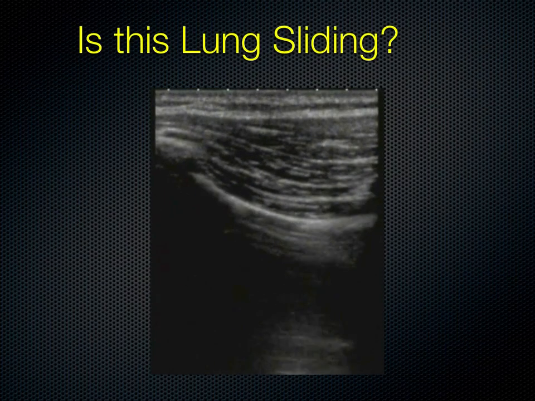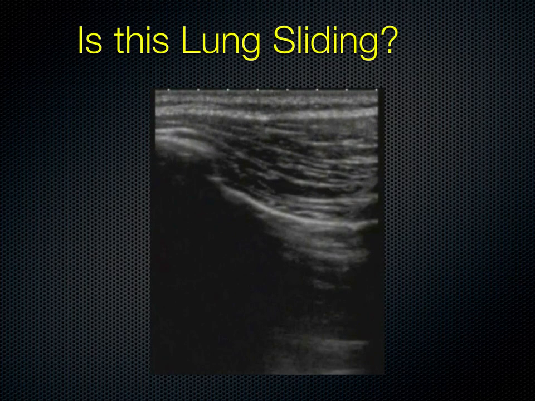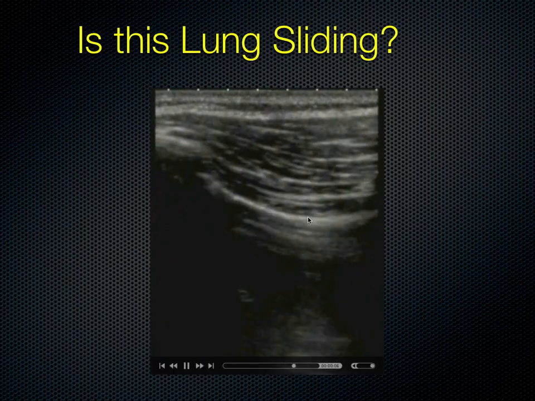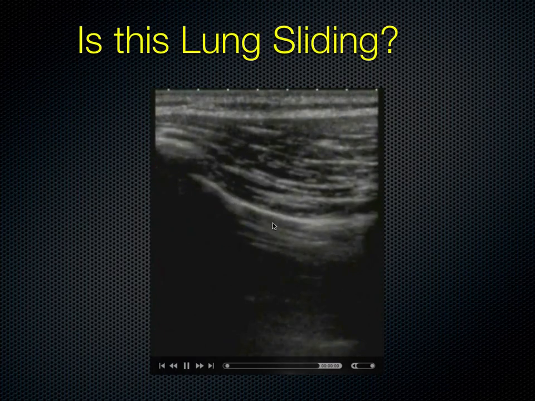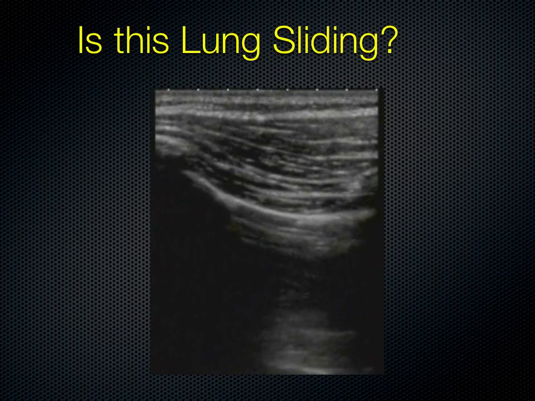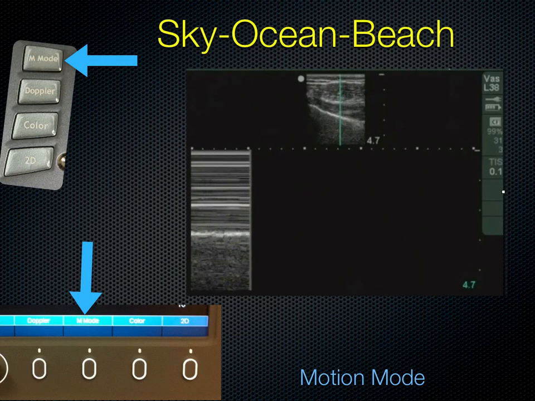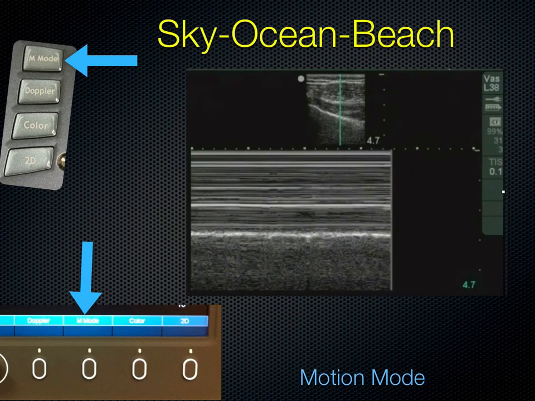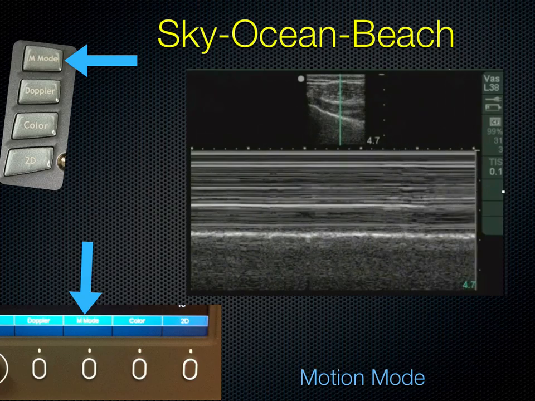So is this lung sliding? Here you have muscle, rib, rib, pleural line. Do you see this shimmering, ants marching along? And you can see these minor perpendicular projections or minor B lines. So now what we mentioned before is the Sky-Ocean Beach that we're looking for is if you place an M mode, this is the M mode button, press it once, position your M mode line between the two ribs across the pleural line, press it again, and you will get basically a representation of everything that is going on at that line over several seconds.